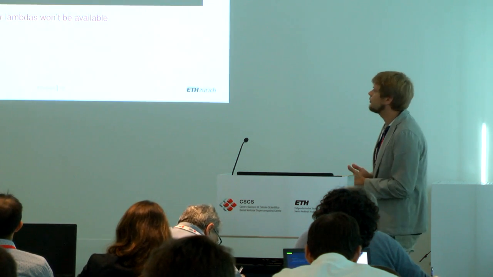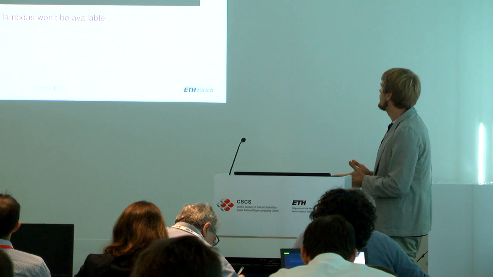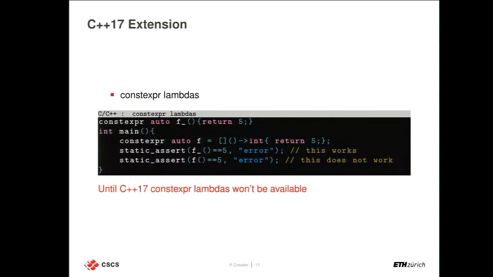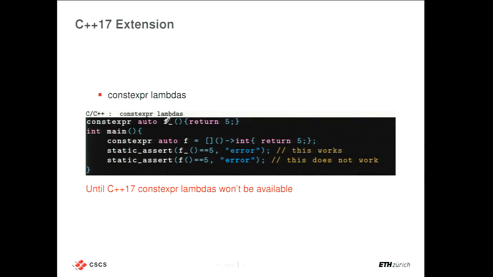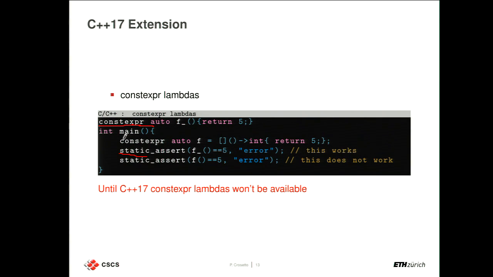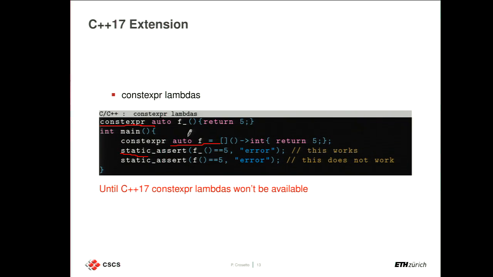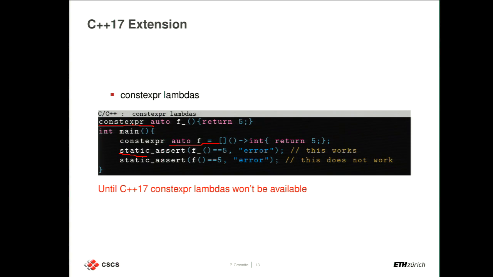One thing worth noticing is the addition from C++11 to C++17. Now this is not working. This one can be labeled as constexpr, a regular function, and this would work. But if we define a lambda, we cannot define it as constexpr, not yet. When this becomes possible, it will be a great improvement.